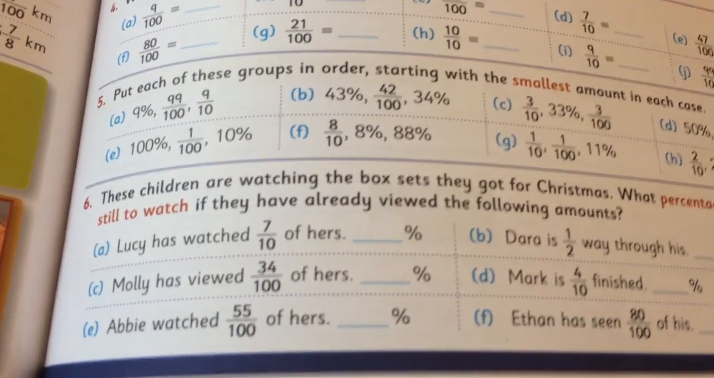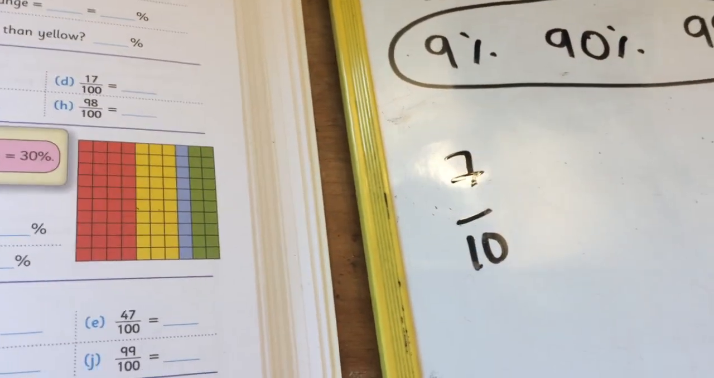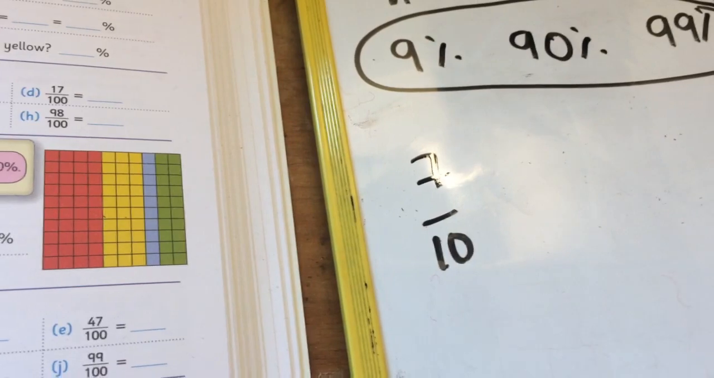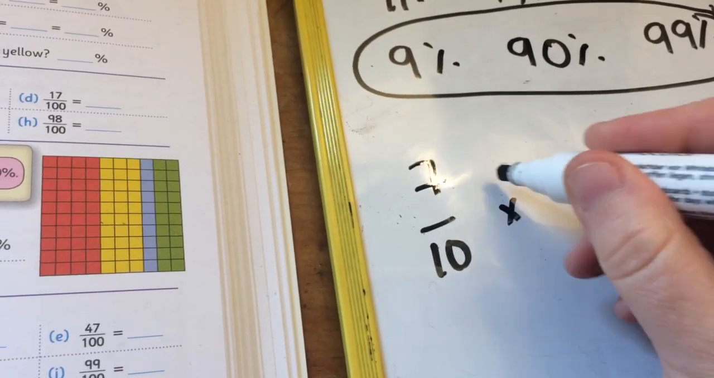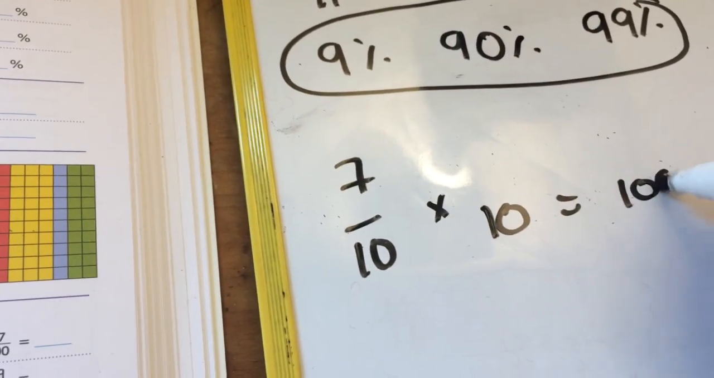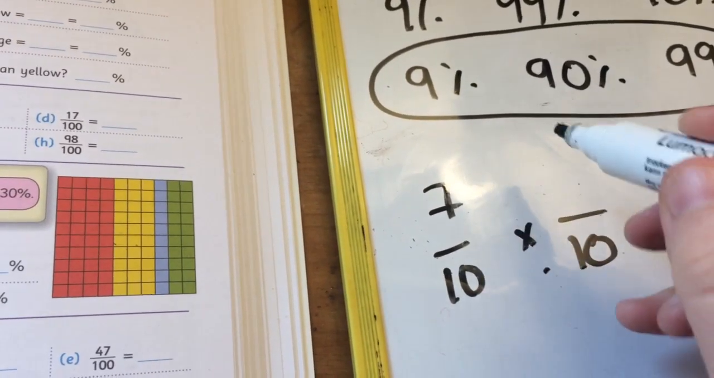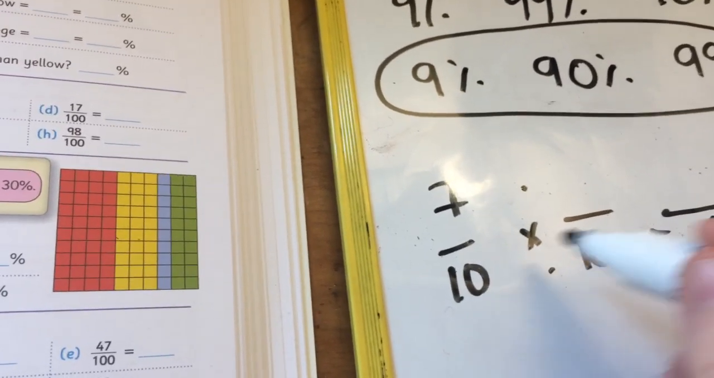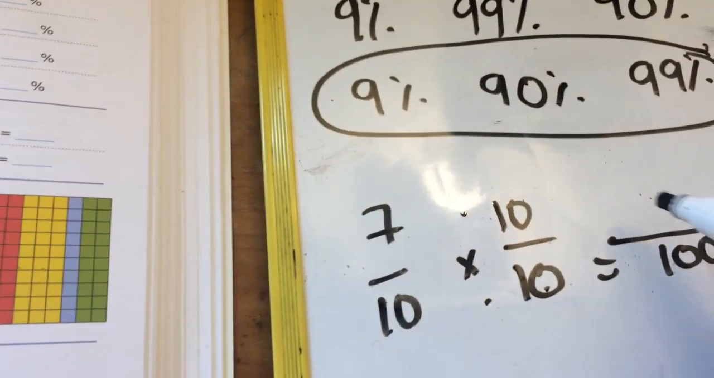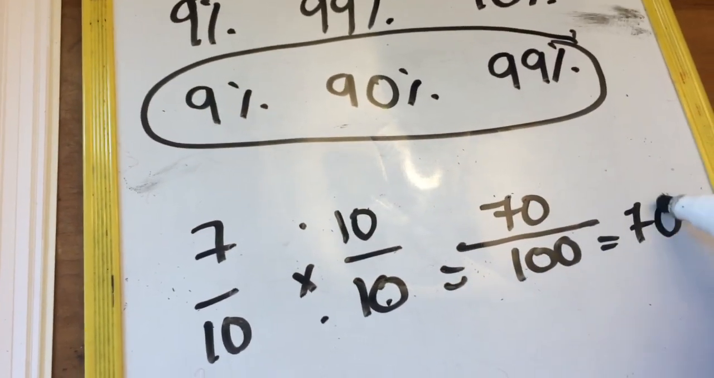Okay, so Lucy has watched 7 tenths. So here you go, Lucy. You've watched 7/10 of a program. Let's find out what percentage she's watched. So we multiply 10 by 10 to make it into 100. Then if we do it to the bottom, we must do it to the top. So 7 multiplied by 10 equals 70. 70 out of 100 is 70%.